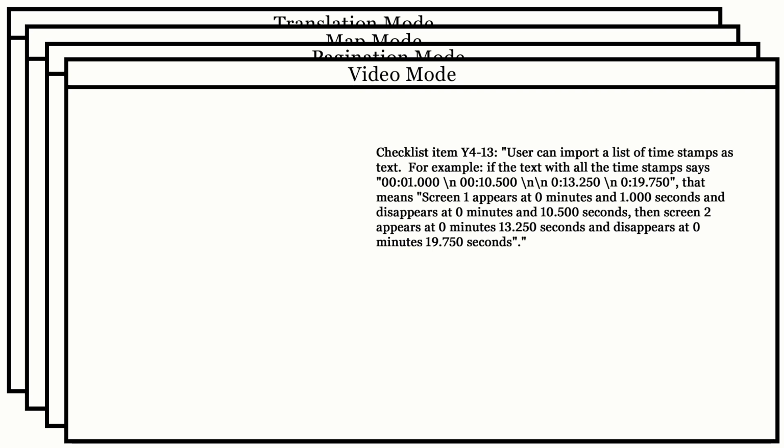0:19.75. That means screen 1 appears at 0 minutes and 1 seconds and disappears at 0 minutes and 10.5 seconds, and then screen 2 appears at 0 minutes 13.25 seconds and disappears at 0 minutes 19.75 seconds, and so on for however many screens are to show up. So if there's a total of 20 screens, we need a total of 40 timestamps like that, and altogether that defines when each screen appears and when each screen disappears.